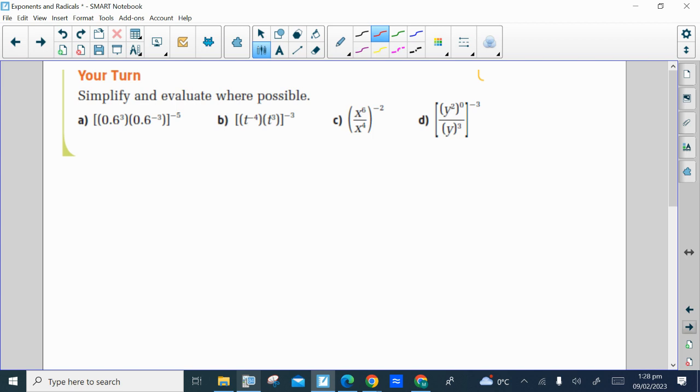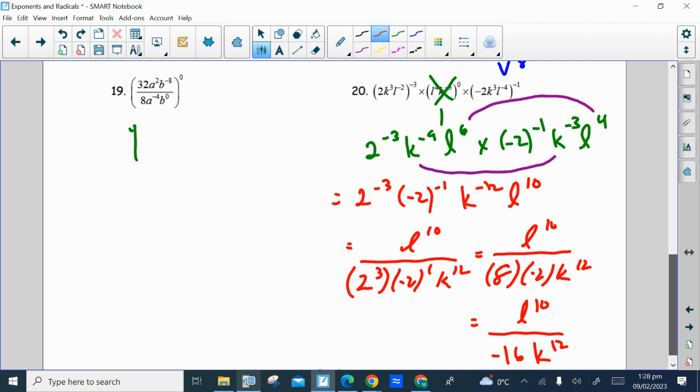Okay, I think we've done enough. I'm going to stop there. For practice, I'd like you to work on page 169 to 170. Just questions 4 and 5.